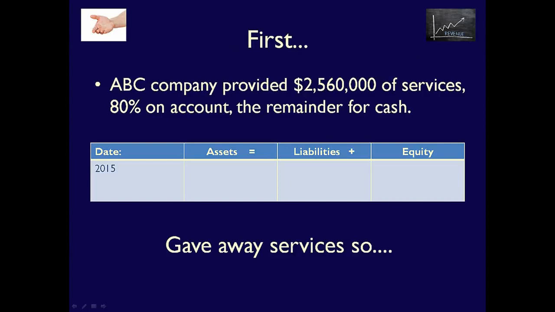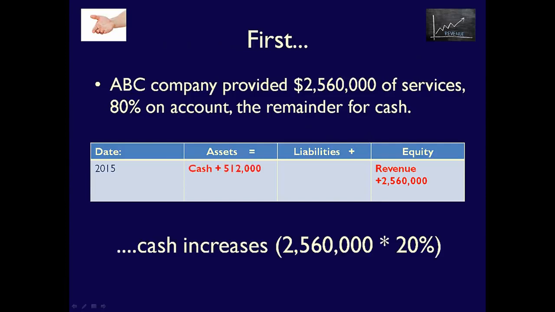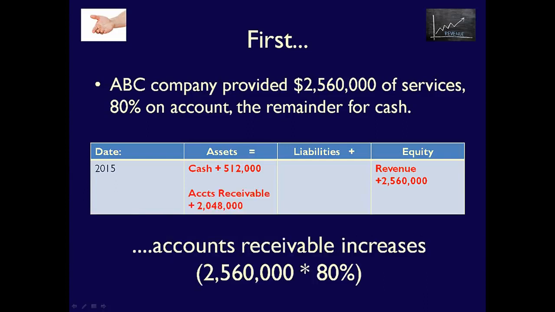First, the company provided $2,560,000 of services, 80% on account. What did we give away? Services, which means we earned revenue. Revenues increased by $2,560,000. What did we get in exchange for those revenues? We received 20% in cash, so $512,000 of cash increased to assets. We also accepted a lot of customers' IOUs. Customers owe us money, and we have a legal right to collect cash from them, which means we record $2,048,000 in accounts receivable, an increase in assets.